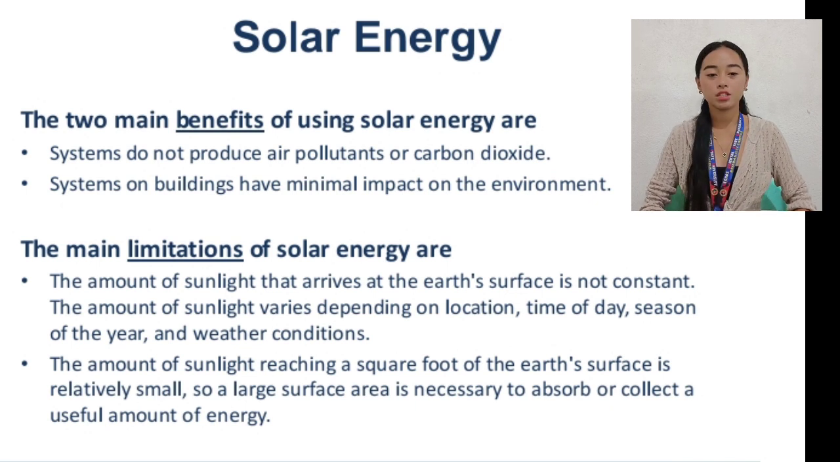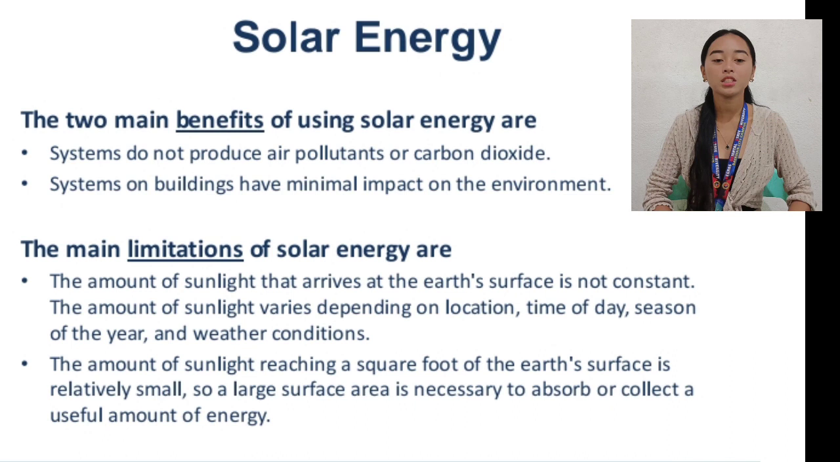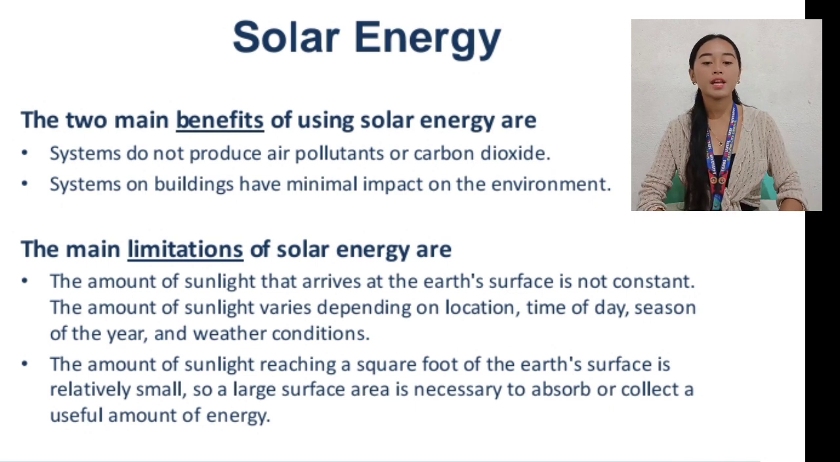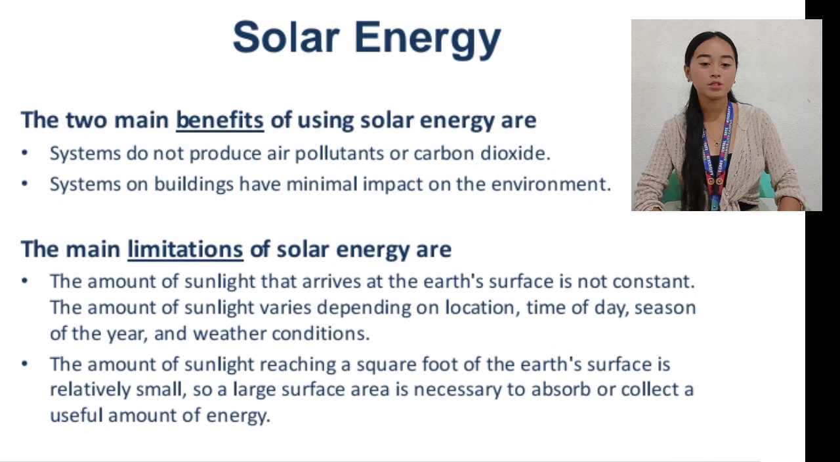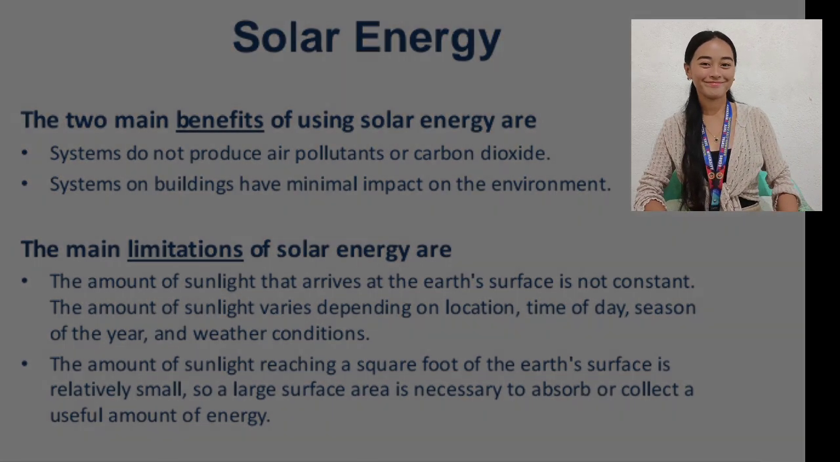Also, the main limitations of solar energy are that the amount of sunlight that arrives at the Earth's surface is not constant. The amount of sunlight varies depending on location, time of day, season of the year, and weather conditions. The amount of sunlight reaching a square foot of the Earth's surface is relatively small, so a large surface area is necessary to absorb or collect a useful amount of energy.